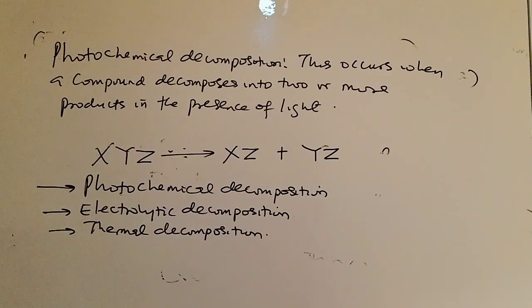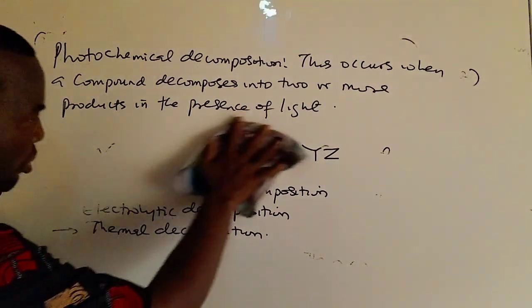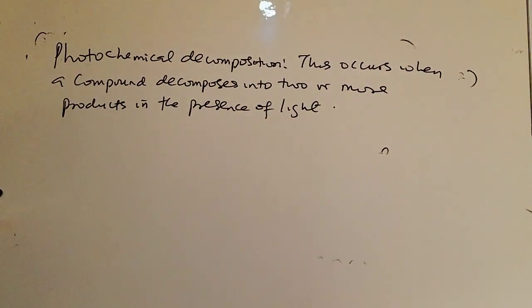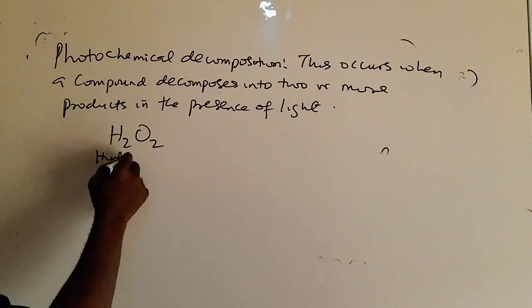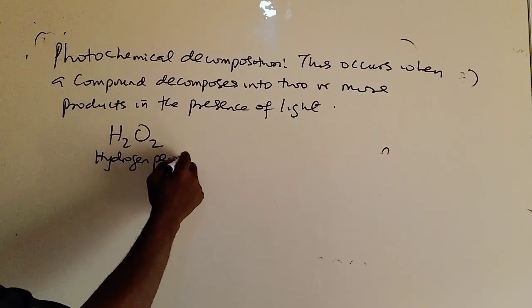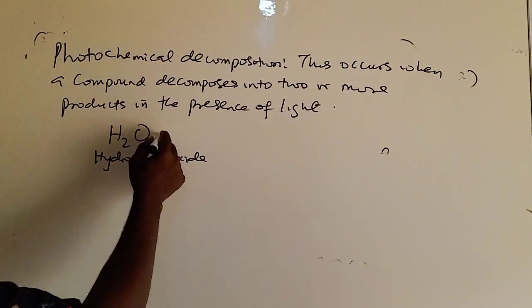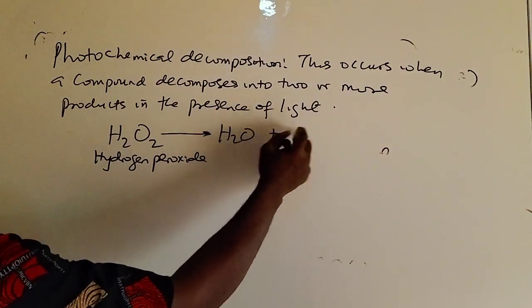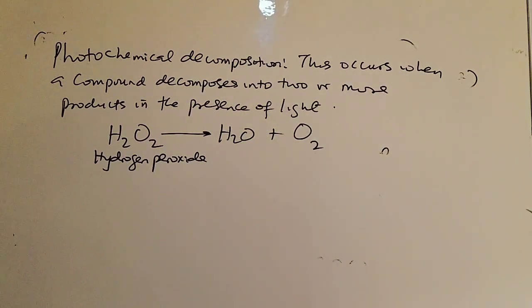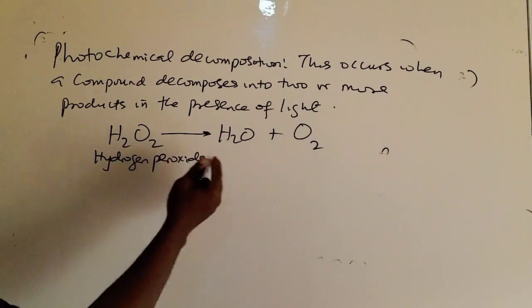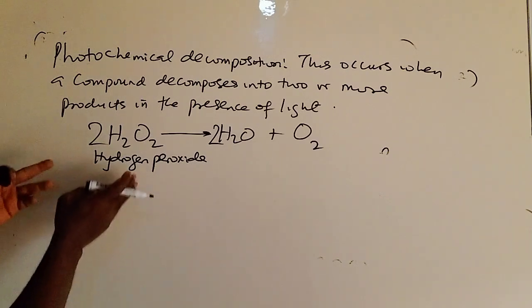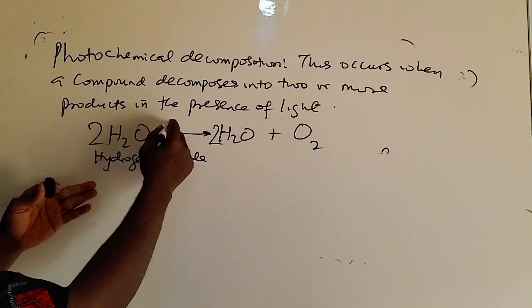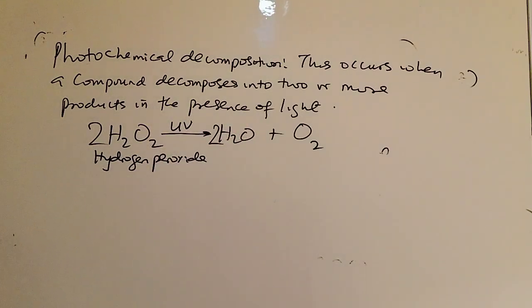An example of this kind of decomposition is decomposition of a compound called hydrogen peroxide. This compound is light sensitive, very sensitive to sunlight, so sunlight can easily decompose it. So when it's exposed to sunlight, it splits into water plus oxygen. We have learned equation balancing, so we can balance it without waste of time. And then to show that sunlight facilitated the reaction, I'll put maybe UV or light above the arrow. So this is an example of photochemical decomposition reaction.